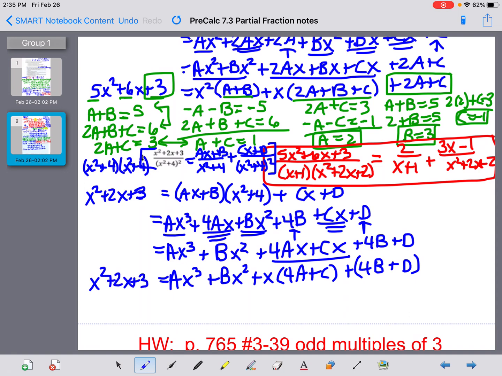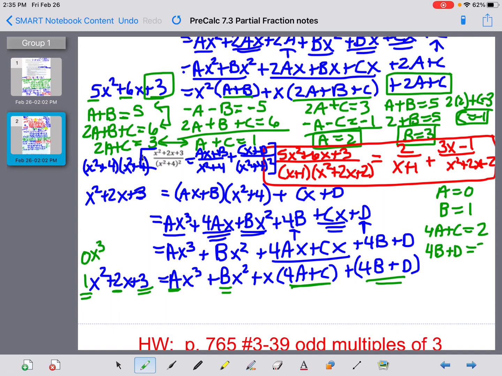Okay, time to write our system of equations. So in front of my x cubed is an a. I don't have an x cubed over here, so that must mean a equals 0. Well, that makes it easy, okay? B is the only thing in front of my x squared, which is that invisible 1. So I know b equals 1. That's done. All right, but in front of my x is a 2, and with this x is 4a plus c equals 2. And then finally, my constant at the end matches this constant, 4b plus d equals 3.